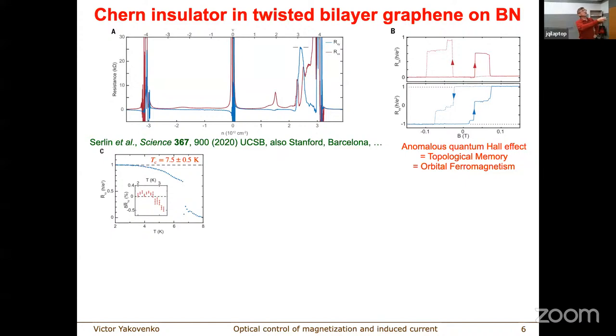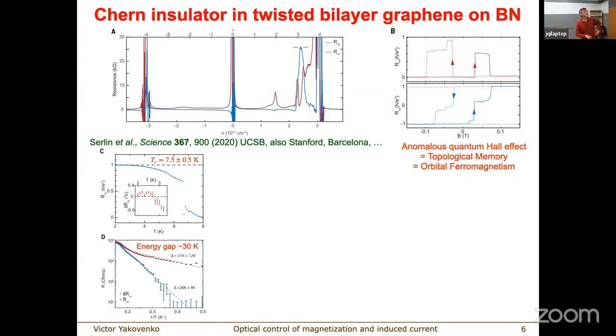Now, there is a phase transition. This spontaneous time reversal breaking happens at a particular temperature. This is temperature. At high temperature, Hall resistivity is zero. And then at a particular temperature around 7.5 Kelvin or so, the Hall resistivity starts to increase, and then finally saturates at the quantized value. So bottom line, around this temperature there is basically a second order phase transition where time reversal symmetry is broken. It doesn't look very nice, but that's what it is.